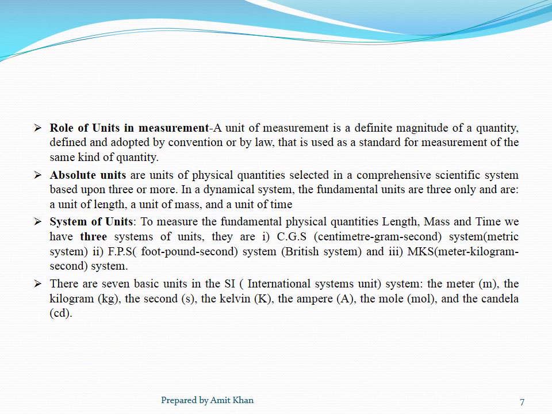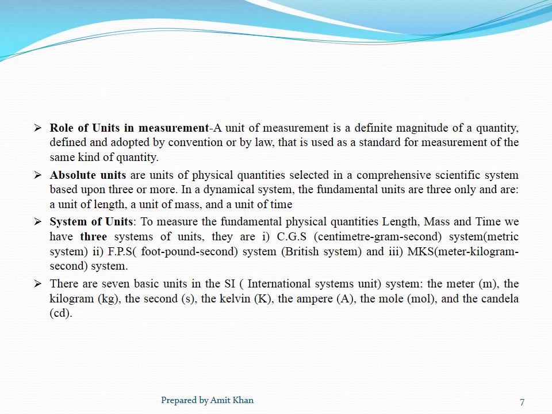Then comes units of measurement. What is the role of units in measurement? A unit of measurement is a definite magnitude of a quantity, defined and adopted by convention or by law, that is used as a standard of measurement of the same kind of quantity. Absolute units are units of physical quantities selected in a comprehensive scientific system based upon three or more. In a dynamic system, the fundamental units are unit of length, unit of mass, and unit of time.